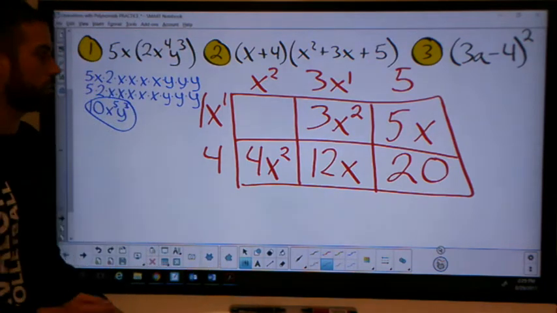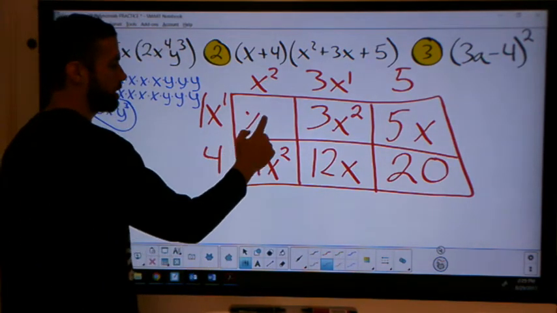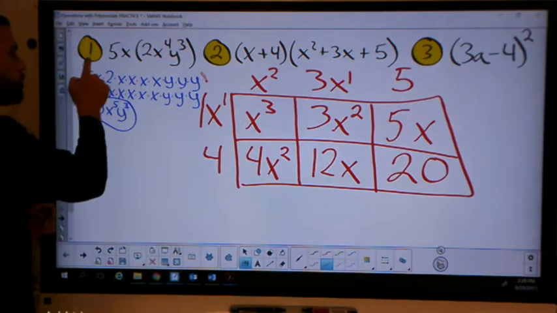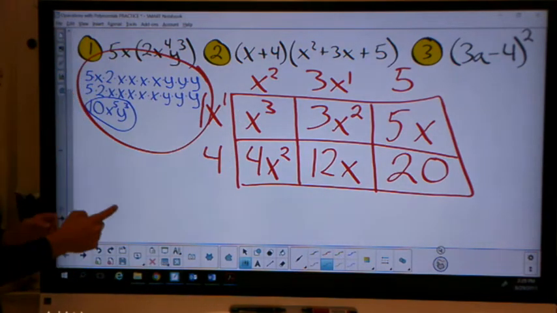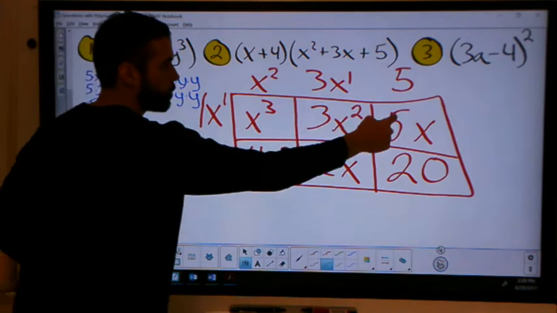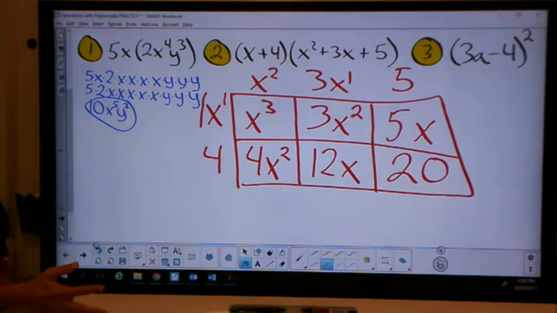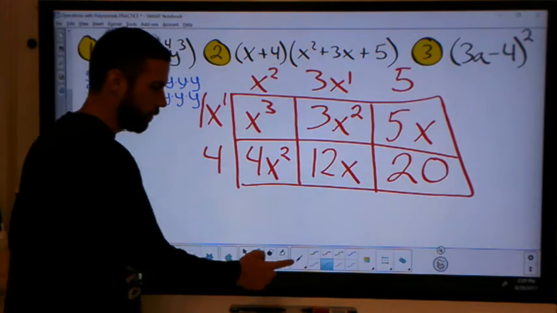So Madison, what's the answer? X to the third power. X to the third power. Very good. You're basically just doing what you did in the first problem. You just have to repeat it for each one of the box locations. Now, the rest of the problem is very downhill from here.